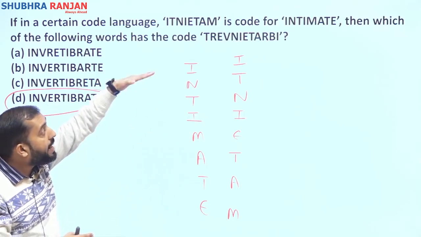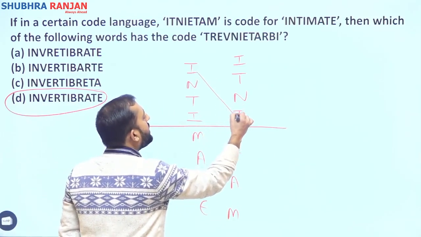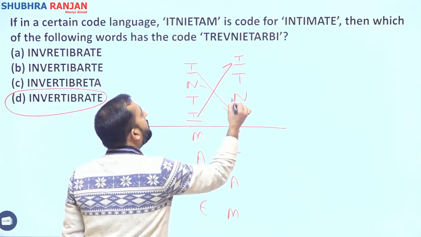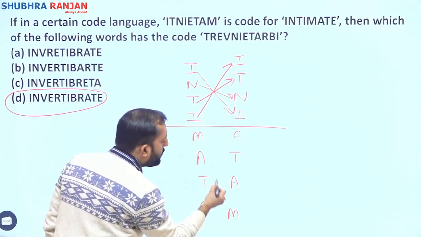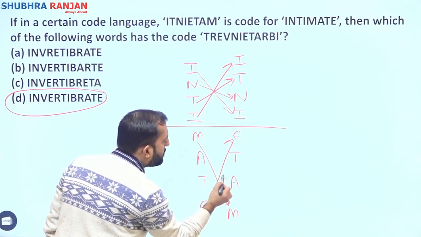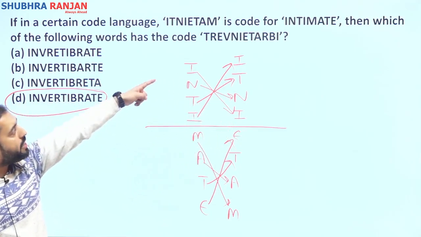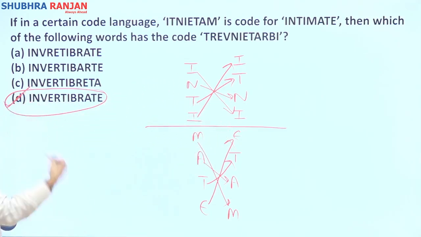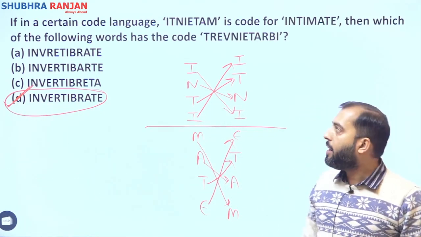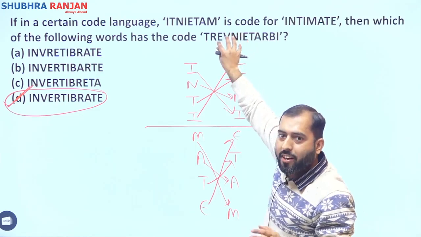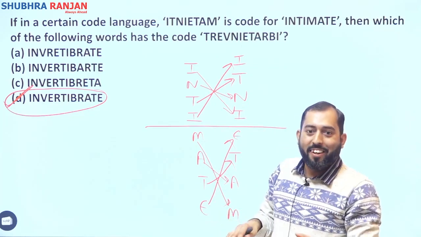If you divide this word into two halves, you can see the letters of the upper half have been interchanged among themselves, and the letters of the lower half have been interchanged among themselves. If you apply the same pattern on the question given, you are going to get D as your answer. This is the code given. Try to understand. You have to find out the original word. Got it?